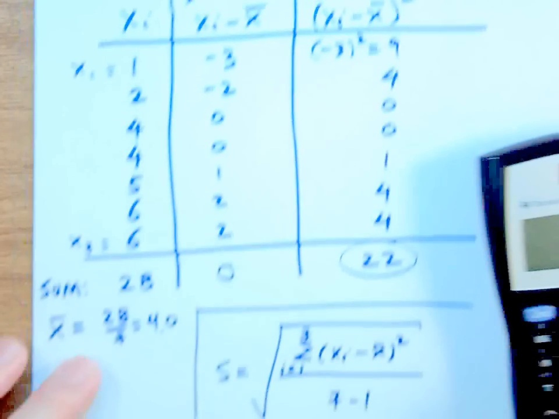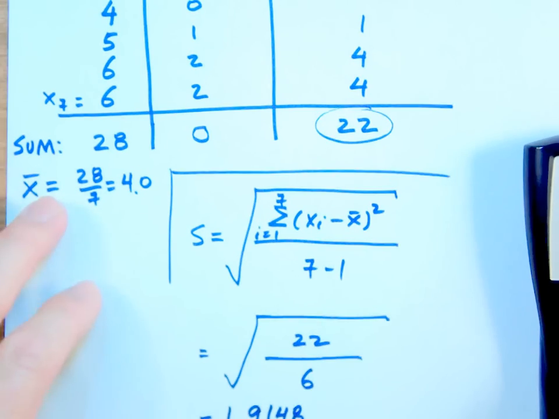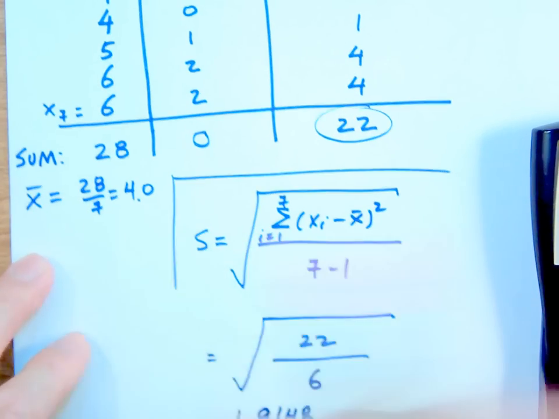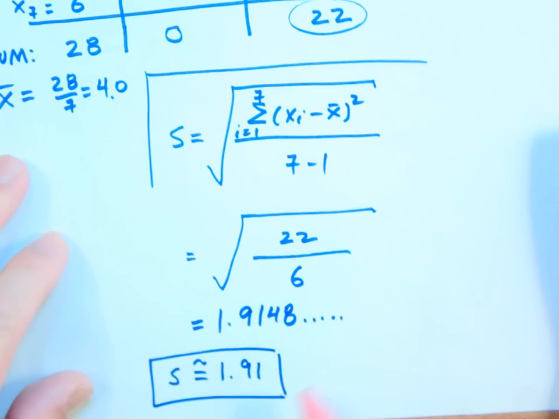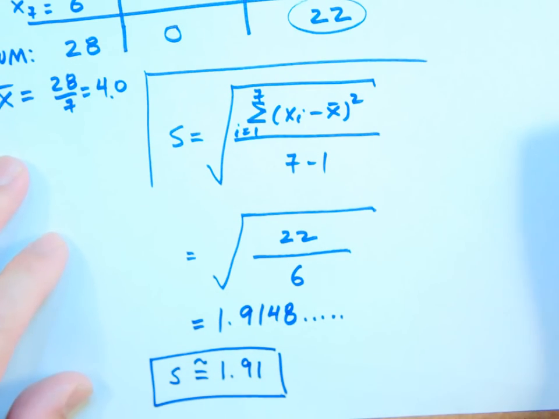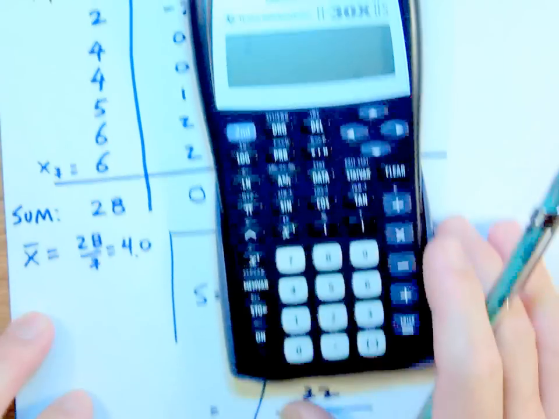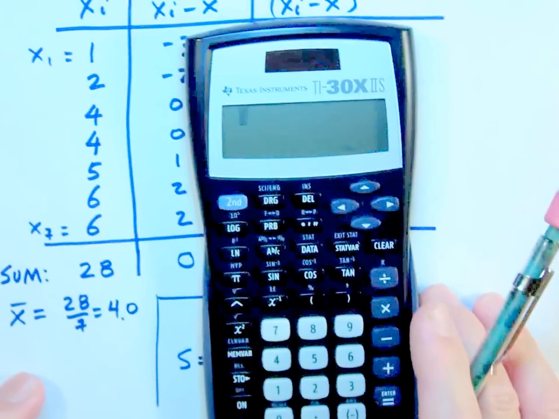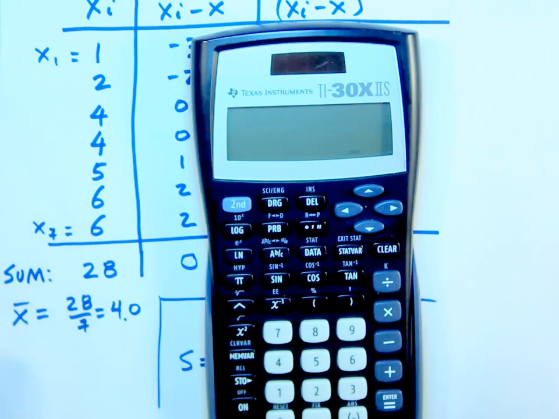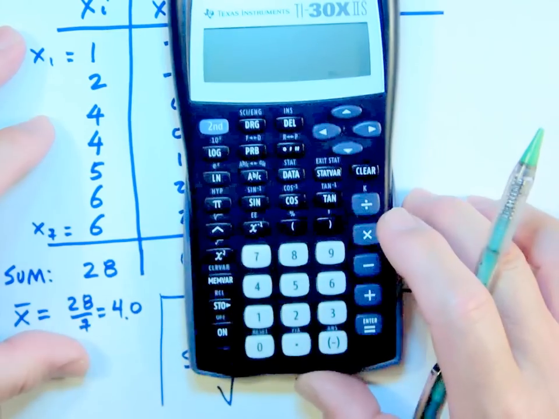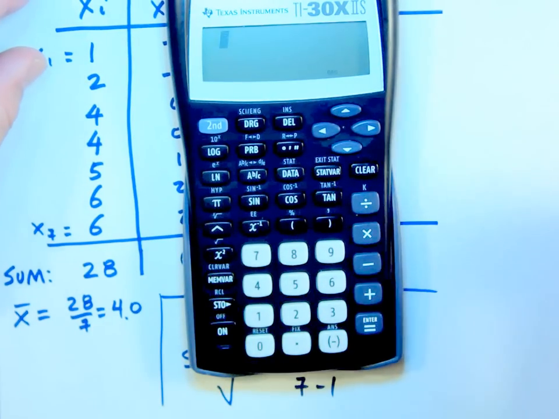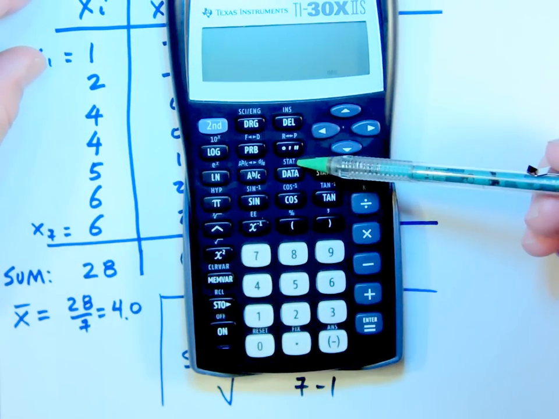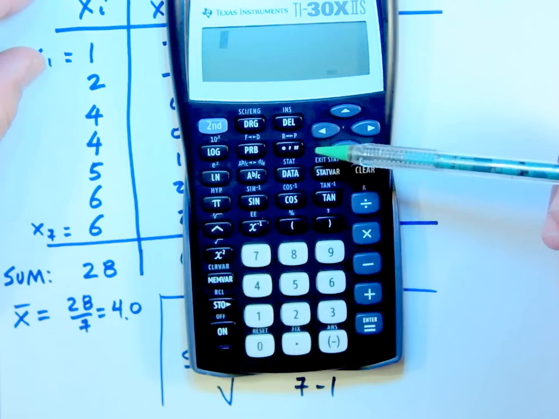Here the sample mean we found was 4.0 and the sample standard deviation was about 1.91, and we'll see how we can get the same result using this calculator. Before we begin, there are some important keys that I want to point out. We'll be using this first, the STAT in blue, that's to enter the stat mode. We'll use that pretty shortly.